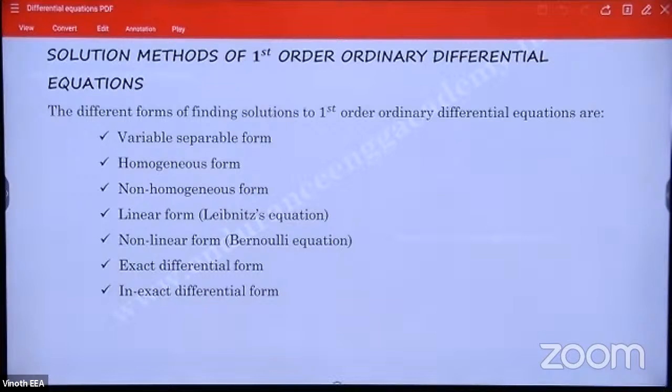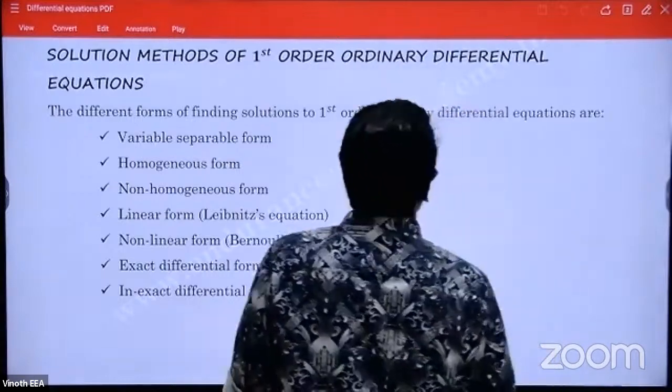Right, Hari, audible தானே வாய்ஸ்? ஜஸ்ட் கமெண்ட்ல சொல்லிடுங்க. Yeah, fine. Okay, so we'll continue.